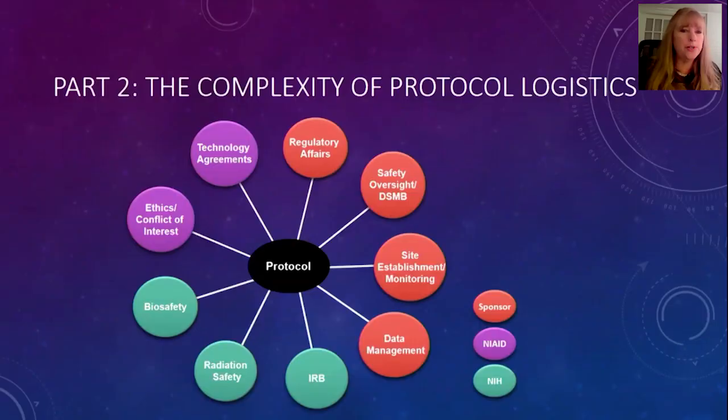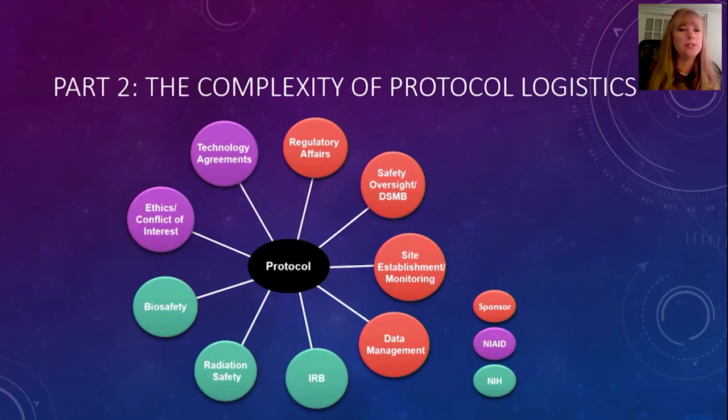So now I'd like to talk to you about the complexity of the protocol logistics. This is very important even when initially designing a study, because it affects how the study will be conducted, and many logistical aspects need to be reflected in the protocol document itself. There are operational activities that need to be considered when you're developing a protocol. As an example, the spokes in this wheel reflect a few of the different offices that may be involved in any one particular study here at NIH.